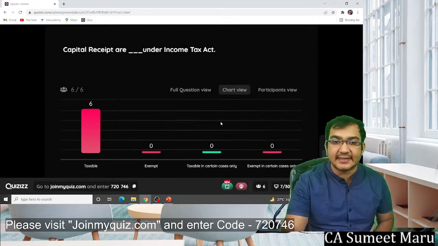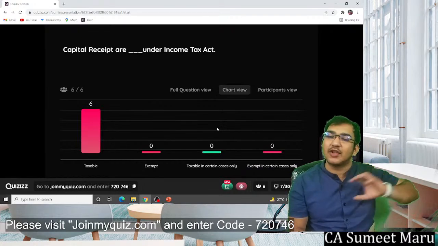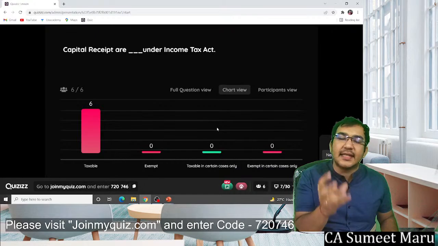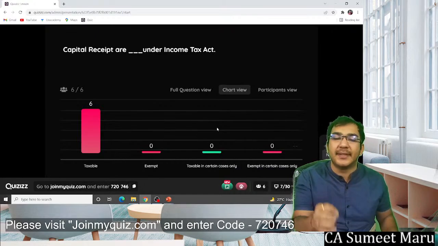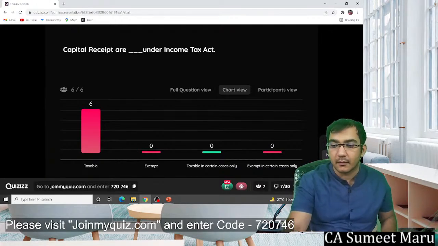Okay, and the right answer is taxable in certain cases only. See, capital receipts, not all capital receipts are taxable. Okay, it's taxable only in certain cases when it's directly related to your business. Only in that case it is taxable. Other than that, it is not taxable.